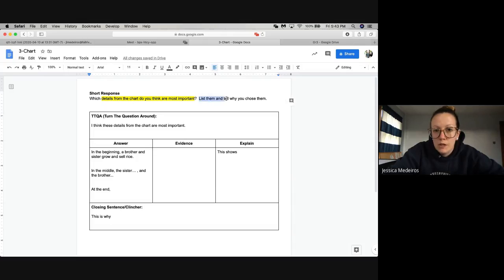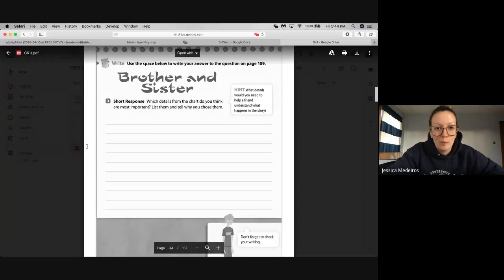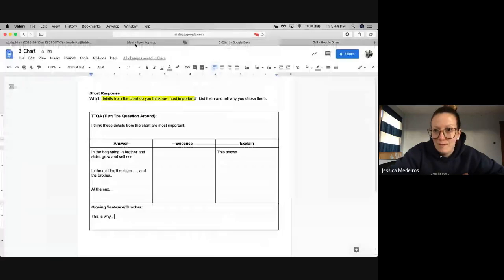Remember, our job is also to tell why you chose these important details from the chart. So right here, you're going to explain why you chose them. And at the end, for your clincher, remember you can start it like this. This is why, and use your TTQA to finish your clincher. When you're done, you can write it right on this page. All right, work hard, have fun, good luck.